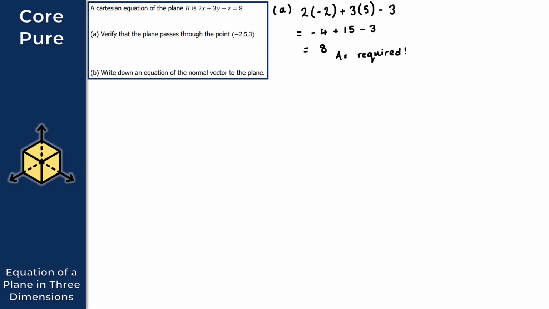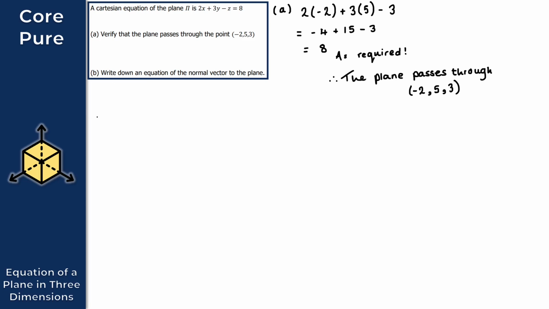What that shows then is the plane passes through this given point. So therefore, the plane passes through -2, 5, and 3. Okay. So there we have it. Nice and easy. That gives us the solution to part A.